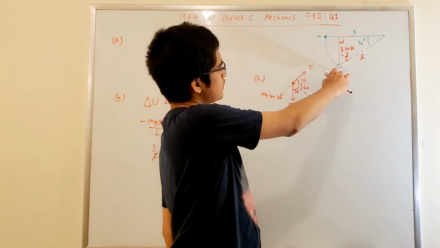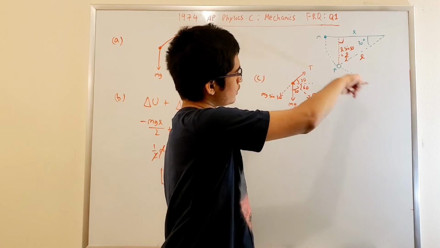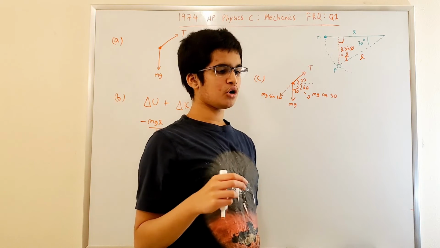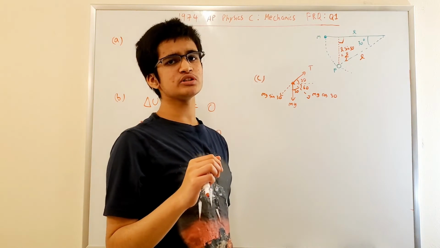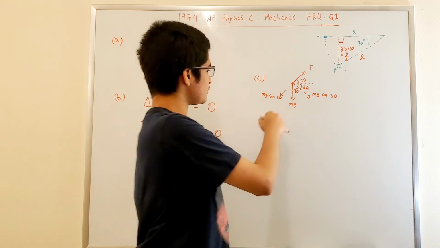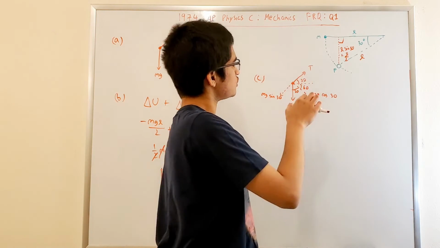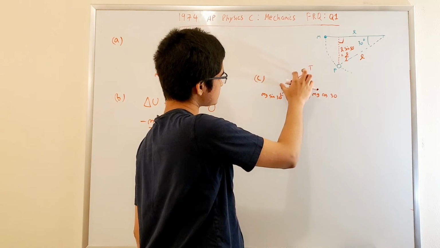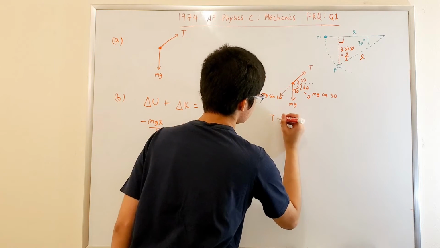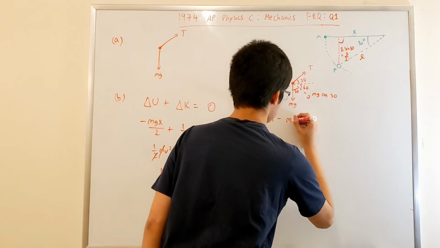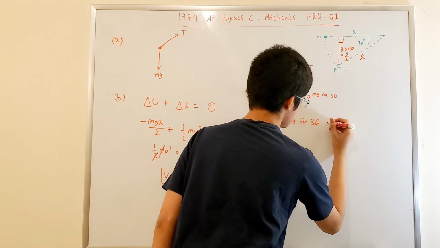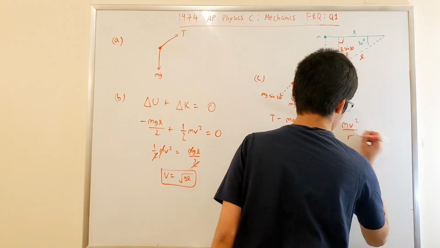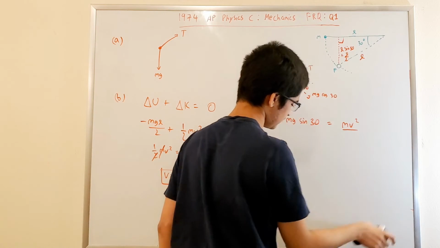We know that our mass is going to be going in a circular path, and whenever an object moves in a circular path, there's always going to be a centripetal force, and that force is only produced by other forces which act along the radius. So using Newton's second law, T minus mg sine 30 is going to be producing a centripetal force of mv squared over r. In this case, that would be L.